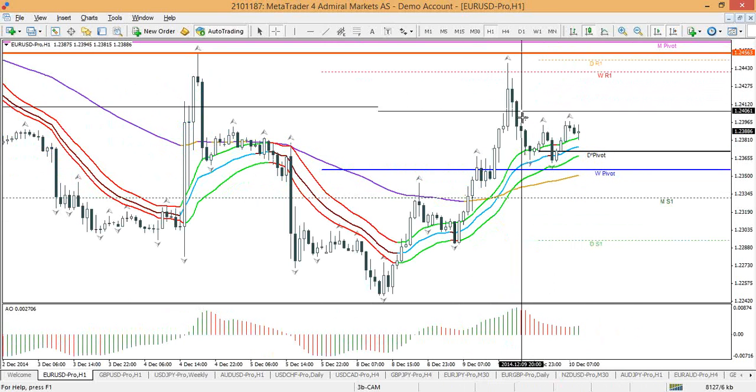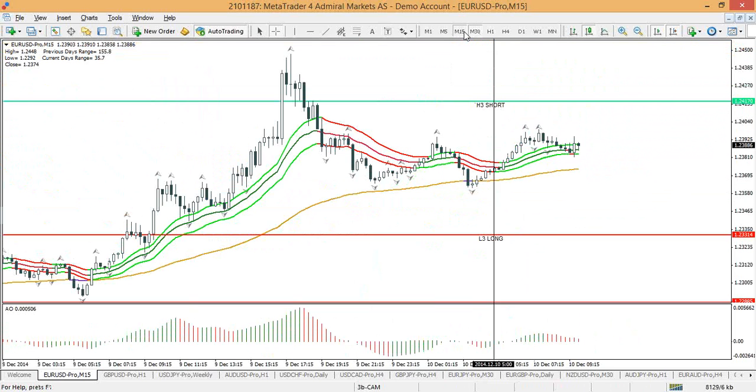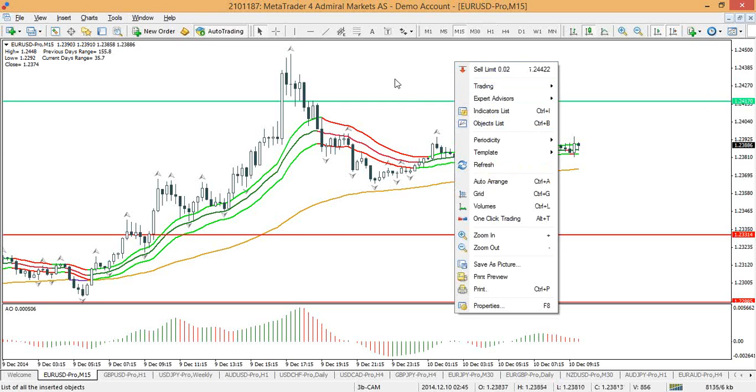Hourly chart, there's no setup at the moment because the moving averages are bullish. Same for the 30 and 50. So how about trend lines?